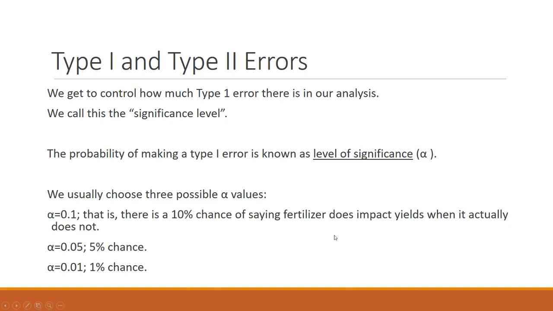And we get to decide how much type 1 error we're willing to live with. We can say alpha equals 0.1. That means there's a 10% chance of committing type 1 error. That means a 10% chance of saying that fertilizer does impact yields when actually it does not. Or we can say alpha equals 0.05. That means a 5% chance of type 1 error. Or alpha equals 0.01. There's a 1% chance of type 1 error. We get to decide. And this alpha is going to determine where our critical value is.